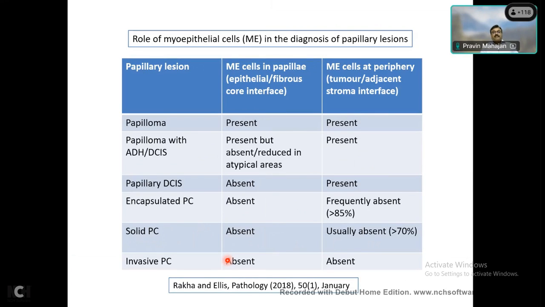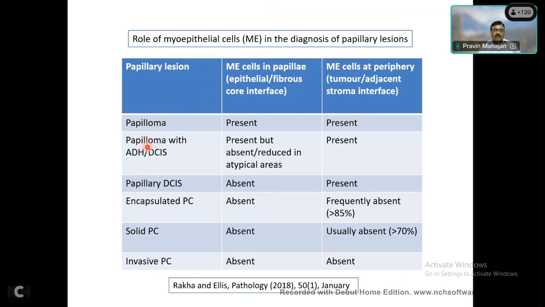So there is a very important role of myoepithelial cells in the diagnosis of papillary lesions. You have to look for two locations: whether the myoepithelial cells are present within the papillae, or whether they are present in the periphery of the lesion. If you take intraductal papilloma, which is a benign lesion, you will have myoepithelial cells within the papillae as well as in the periphery of the duct involved by this lesion.